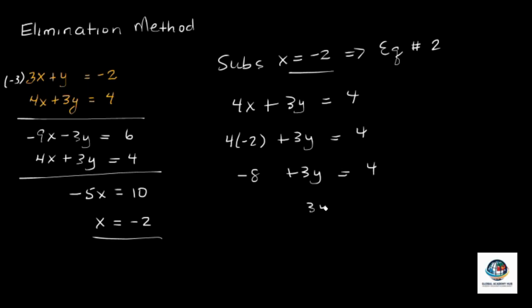So 3y is equal to 4 plus 8. On the left-hand side, it was negative. I transposed it. So 3y is equal to 12. Hence, y is equal to 12 divided by 3, which is 4. So my solution set, x is equal to minus 2, y is equal to 4. This was a method of elimination.